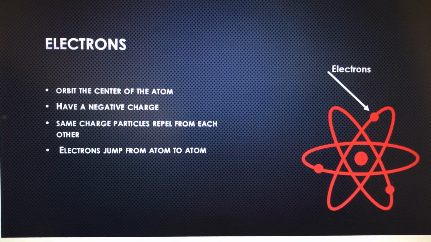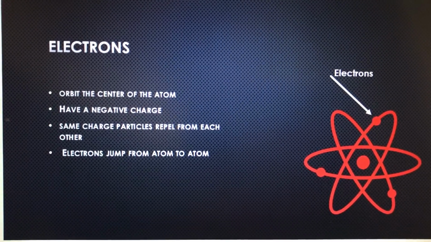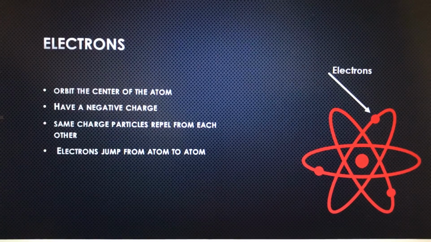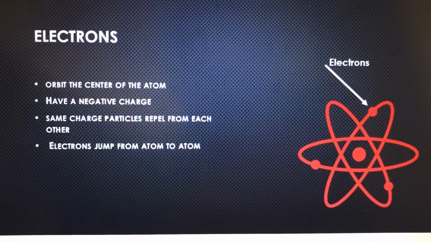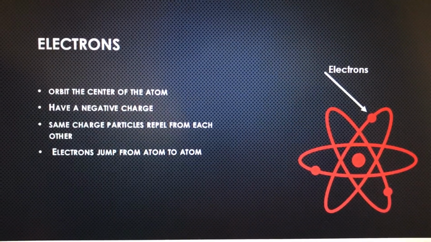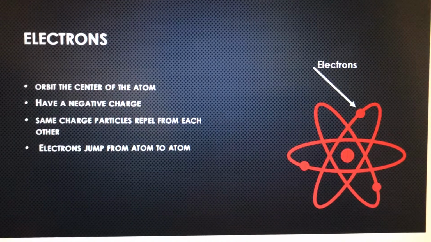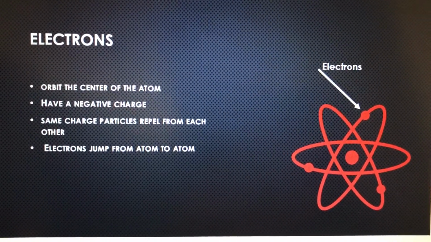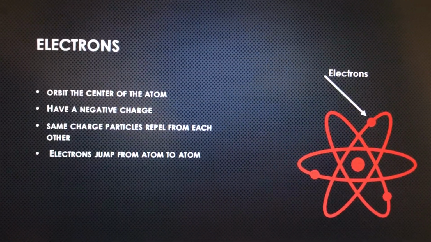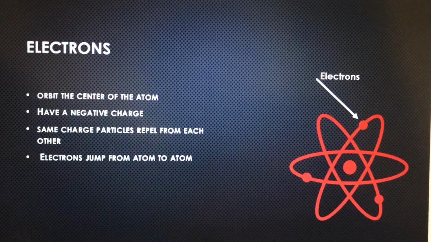Protons and neutrons are in the center of the atom, while electrons orbit the atom, like, let's say, the Earth orbiting the Sun. So you can see where the arrow's pointed, that is where the electrons are. They make those circular paths or ovals around the protons and neutrons. Electrons have negative charge, while protons have positive charge, and neutrons have a neutral charge.